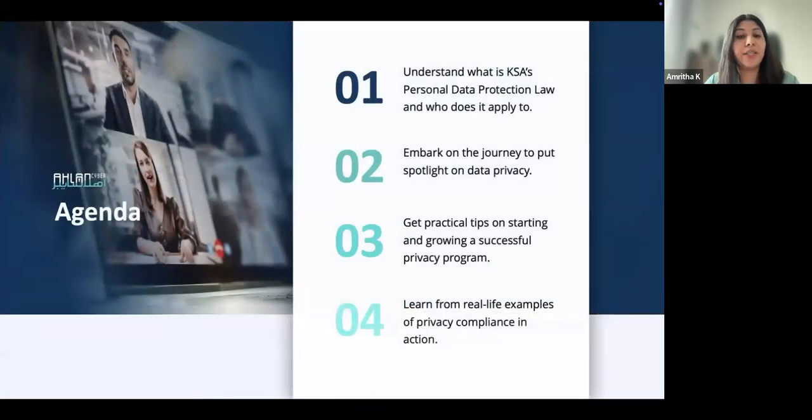We'll be covering the following topics in today's webinar: an overview of the PDPL's key principles and scope, and practical tips on starting a privacy program. We'll also discuss a few case studies to give you real life project insights about the common challenges that we face and solutions that we provide for them.